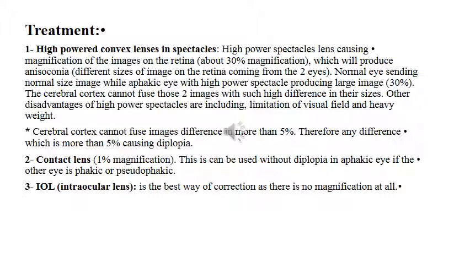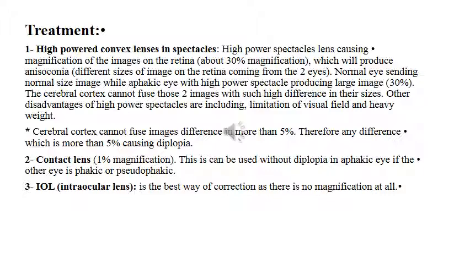Contact lenses are a very nice option because a contact lens will produce only 1% magnification in image size, not like glasses, which will produce 30% magnification. So in unilateral aphakia, we can use contact lenses.